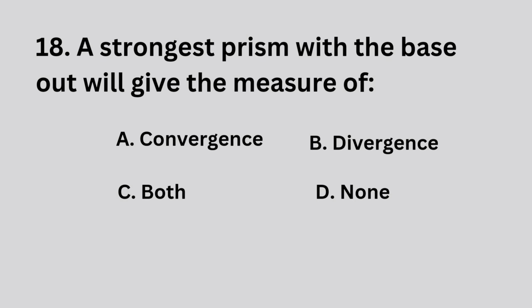18th question. A strongest prism with the base out will give the measure of option A, convergence. Option B, divergence. Option C, both of them. And option D, none of them. Here the correct option is option A, convergence.